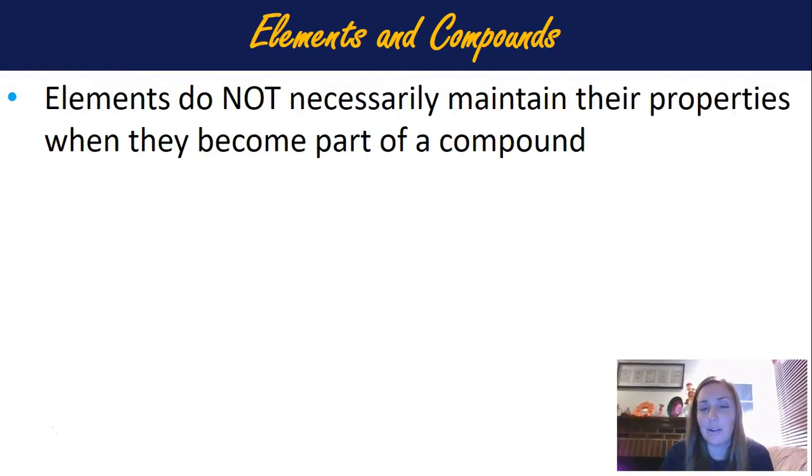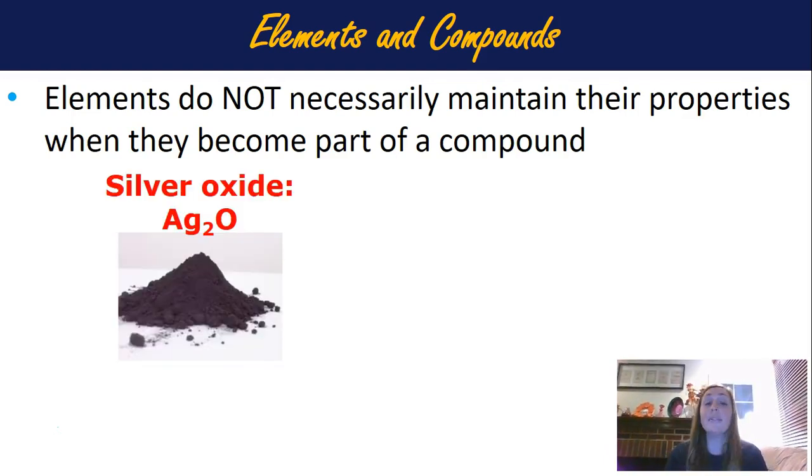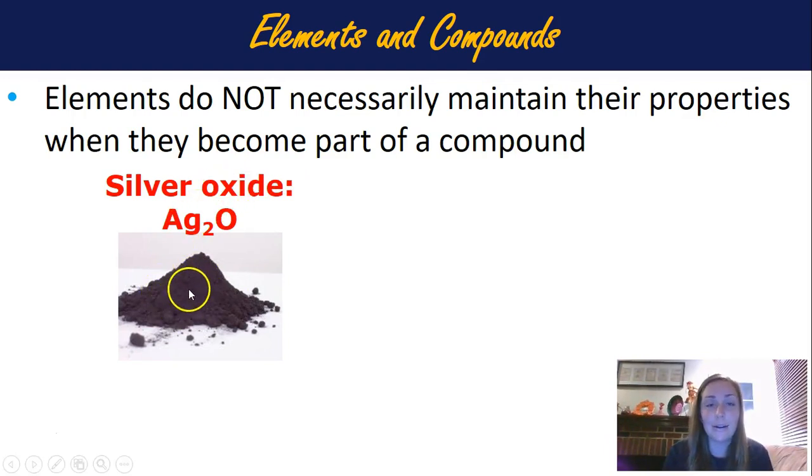Elements do not necessarily maintain their properties when they become part of a compound. So for example, silver oxide. So this is a sample of silver oxide, which might be surprising because when you think of silver, you think of something really shiny and silvery colored. When you think of oxygen, though, you think of a clear gas. It's something that you breathe. Notice neither of these elements maintained all their properties.